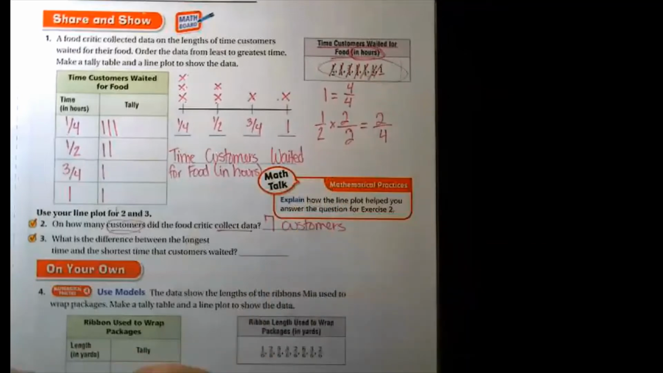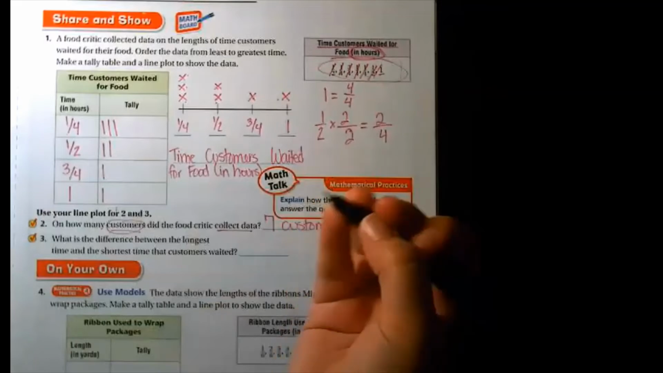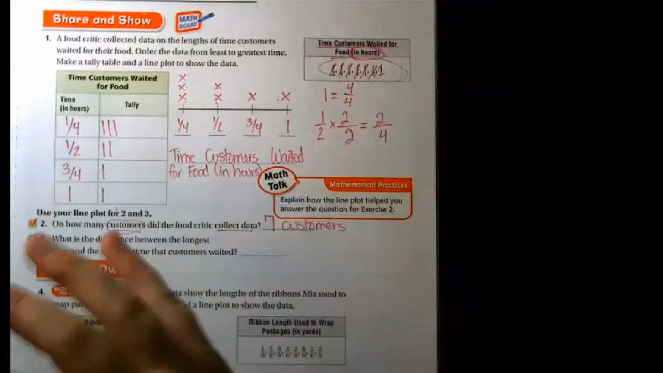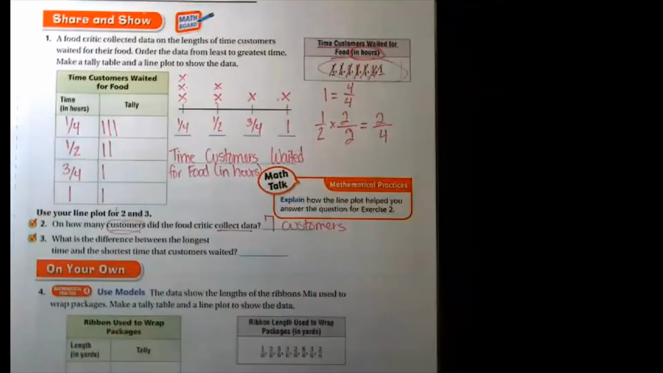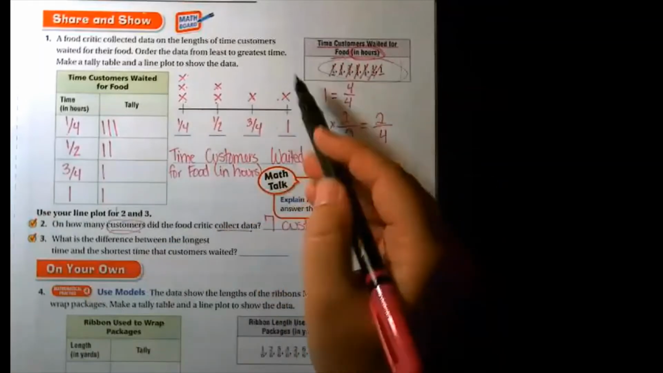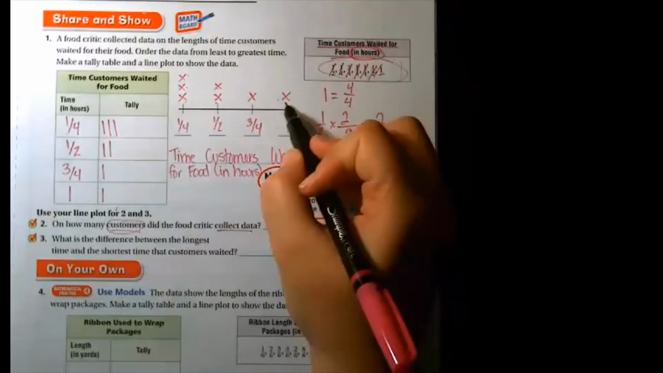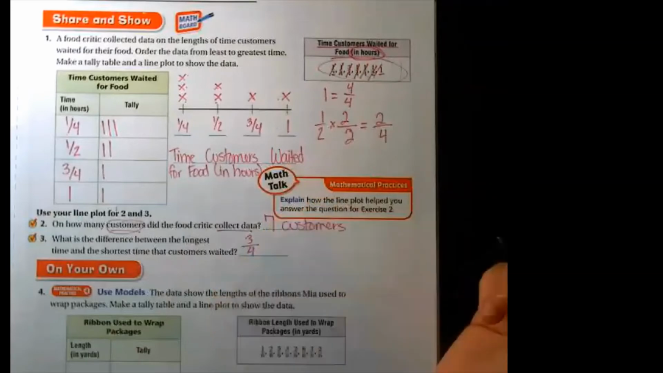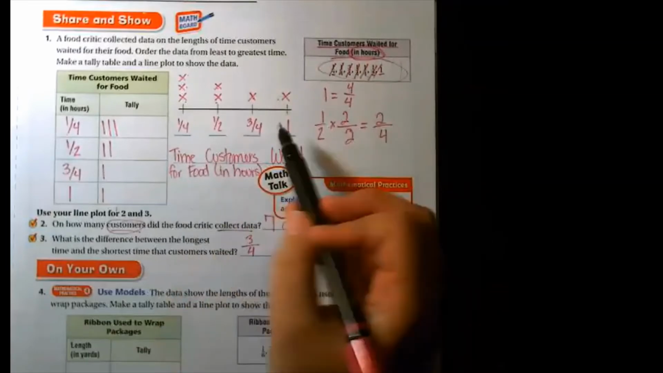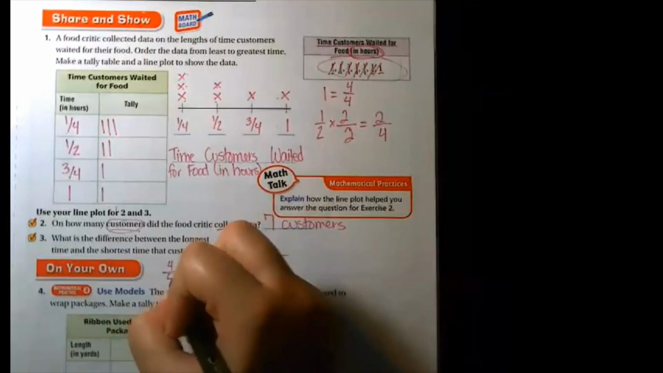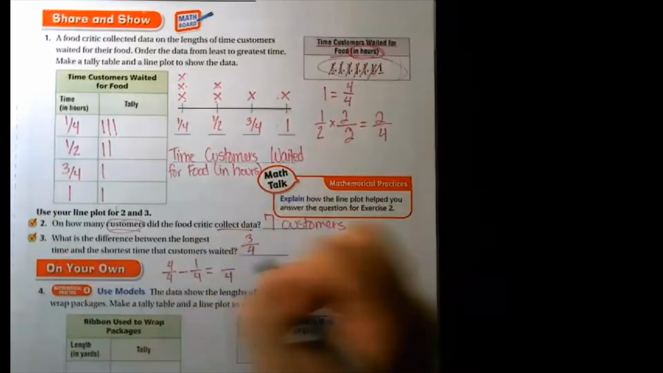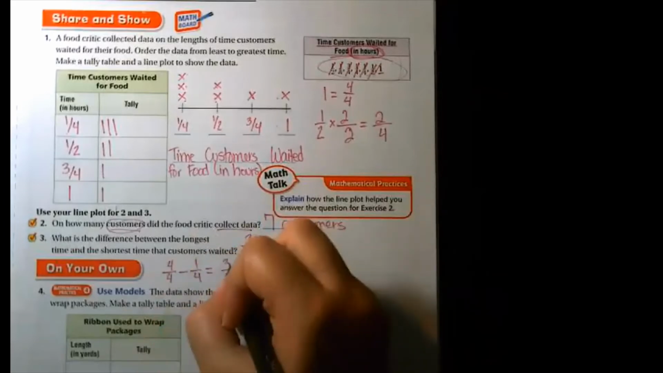Your next question says, what is the difference between the longest time and the shortest time a customer waited? So again, there's a couple ways to do this. You can do a subtraction problem, or you can hop backwards on your line plot, starting at your biggest and hopping back a spot at a time. So 1, 2, and 3, and that goes over your same denominator. I could have also taken my 1/2, which is 4/4, subtracted 1/4, then I would have gotten my 4 on my denominator, and 4 minus 1 is 3.